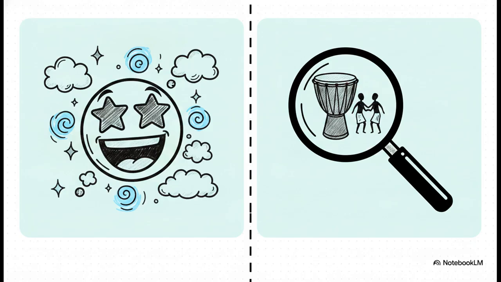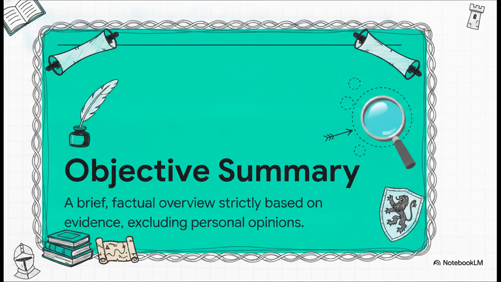But then, look at the objective side. It's crisp, it's reliable, and it's based entirely on historical evidence. It tells us that south of the Sahara, African music and dance were central cultural developments that integrated community and daily life. It gives us the straight facts without the personal spin. So the absolutely crucial takeaway here is that a grade 7 objective summary simply reports the facts exactly as they appear in your source material, leaving your personal feelings totally at the door.